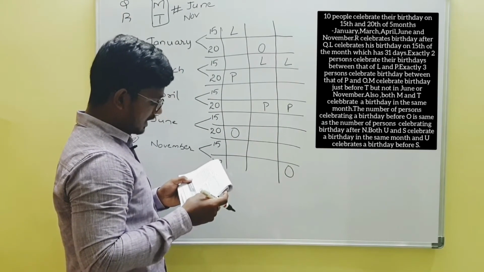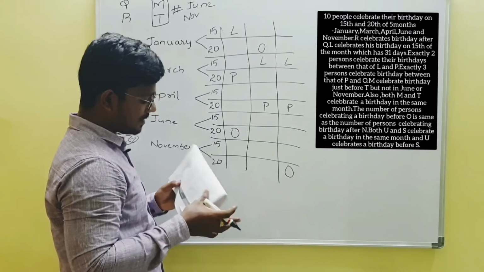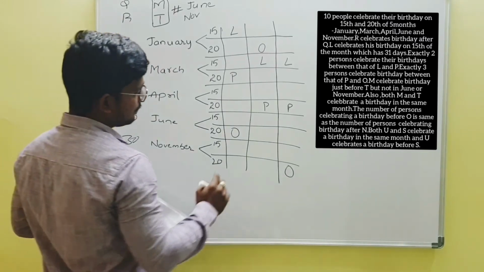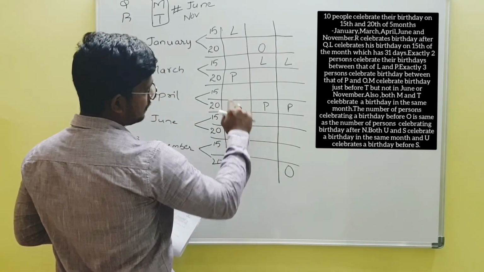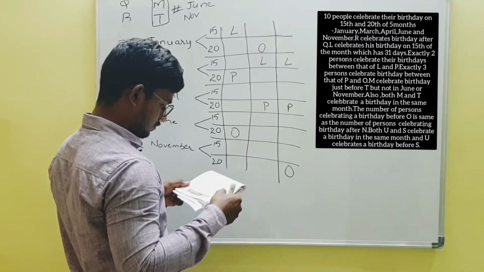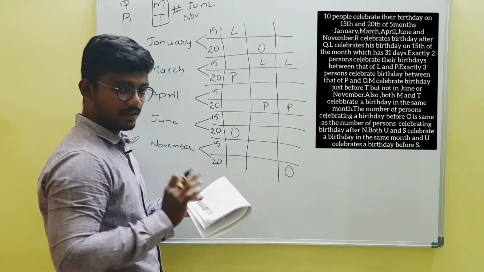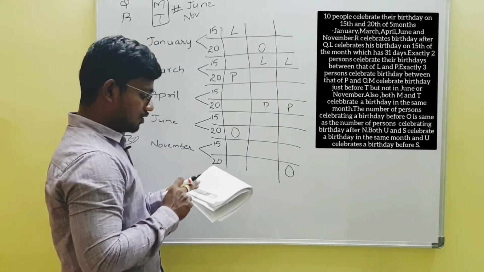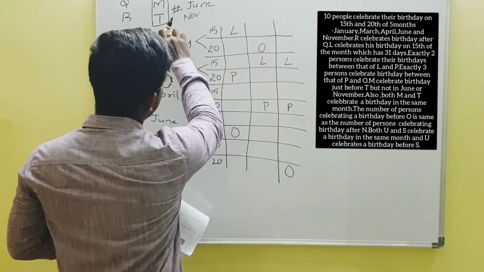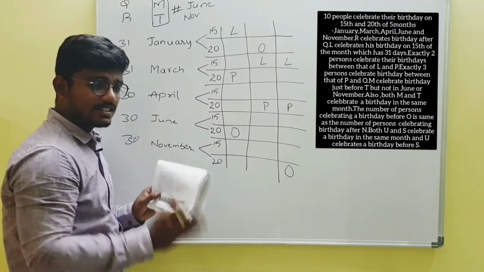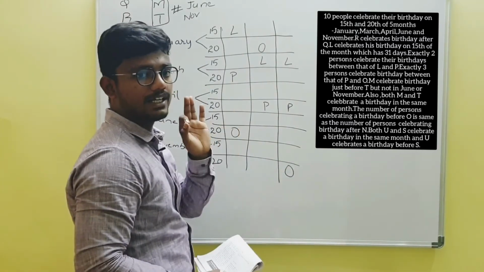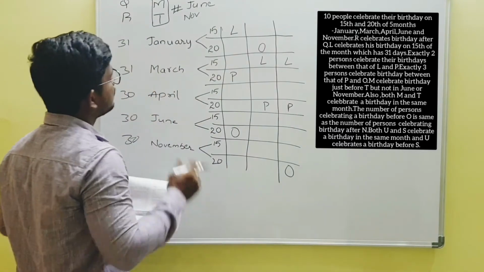The number of persons celebrating a birthday before O is the same as the number of persons celebrating a birthday after N. See, before O, in the first case, before O, see here I missed one statement. Also both M and T celebrate a birthday in the same month. Both M and T must celebrate their birthday in the same month. It means if M celebrates his birthday in January, T also must celebrate his birthday in January. So that is the given case.